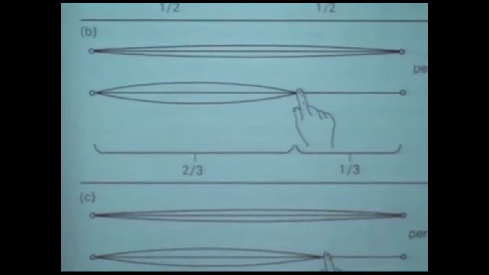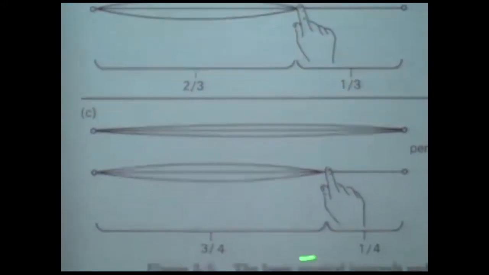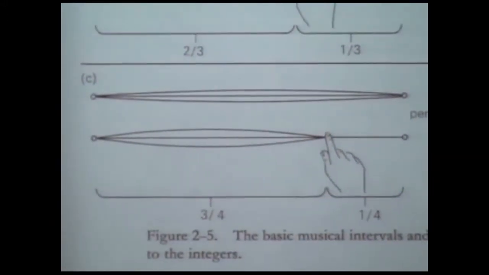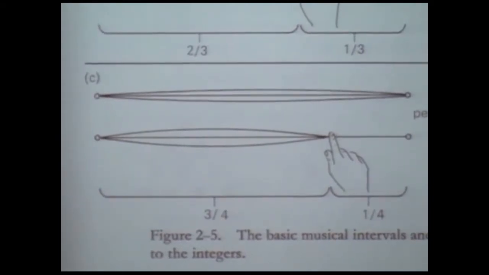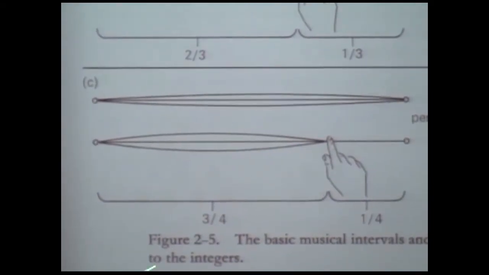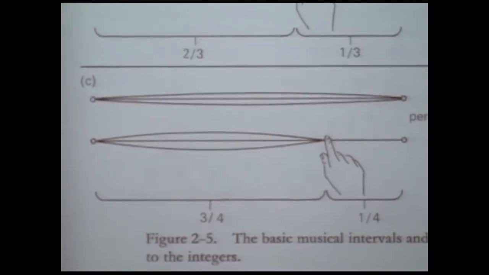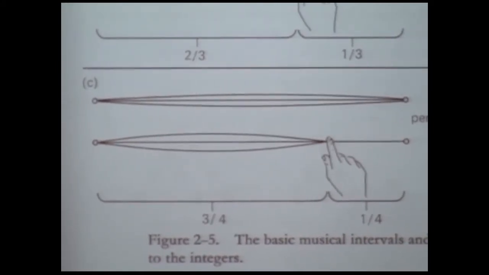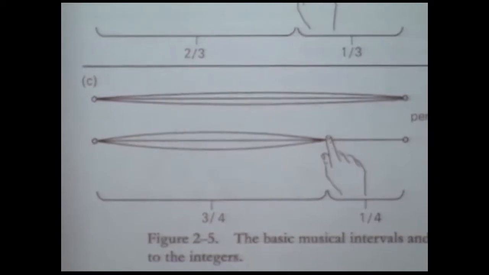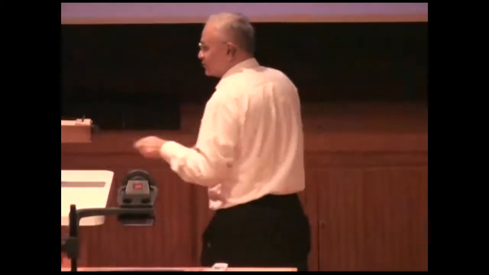I'm not going to do this, but you can also make it three quarters and one quarter, and that'll also make a nice harmony, called a perfect fourth, and you can play all these notes together to make pleasant music. But if you do not take a nice, simple ratio like 2 to 1, or 3 to 2, or 4 to 3, and take a nasty ratio like 62 to 63, then you won't get a nice sound.